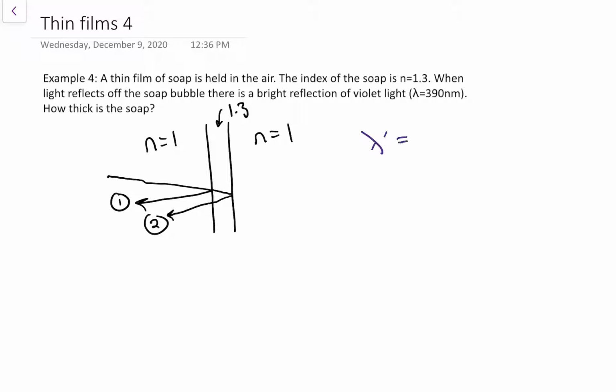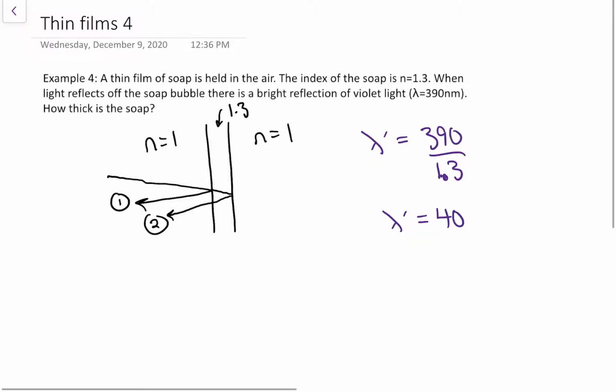So I don't forget, I'm going to get the lambda prime right off the bat. Lambda prime is the lambda in air, in this case, it was 390, divided by the index of the film. In this case, the film was soap with an index of 1.3. 390 divided by 1.3 is, in this case, 300.